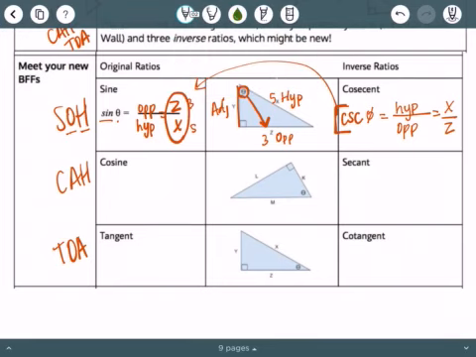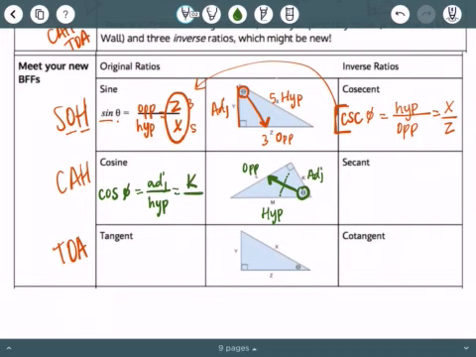Cosine, we abbreviate to COS of theta, is the adjacent over the hypotenuse. In this case, again, we go to the angle. We go across, that's our opposite. We find the longest side, the one that's across from the 90-degree angle. That's going to be your hypotenuse. And then the leftover one is your adjacent. So in this case, we have our adjacent, which is k, over our hypotenuse, which is m.